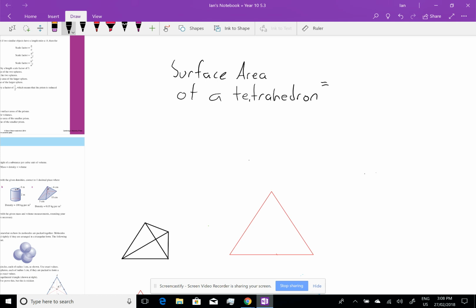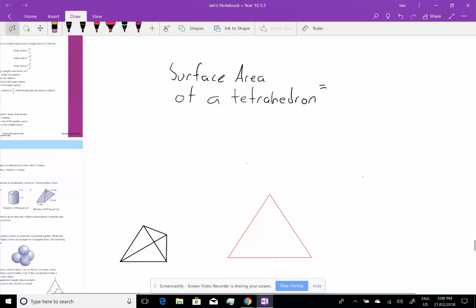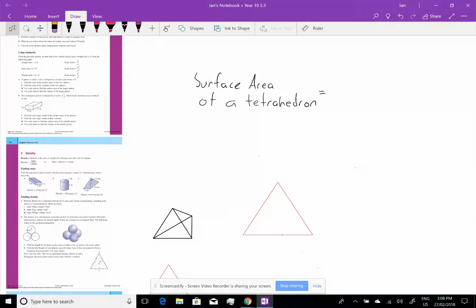All right, Year 10, I'm going to go over what I did in class today because I made a mistake. Not with the surface area of a tetrahedron, but with the volume of a tetrahedron. So I want to go over where I made that mistake, and I'm also going to do the surface area of a tetrahedron just in case you had trouble understanding it today.